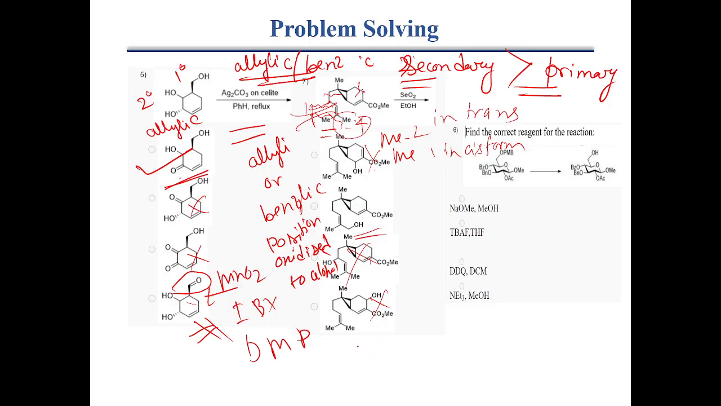So the mechanism goes through the ene reaction followed by 2,3 sigmatropic rearrangement.